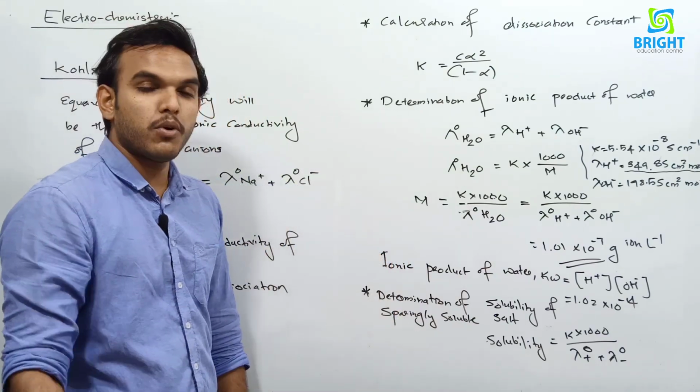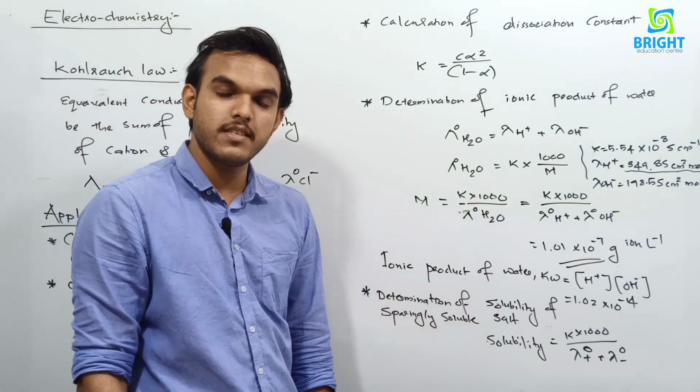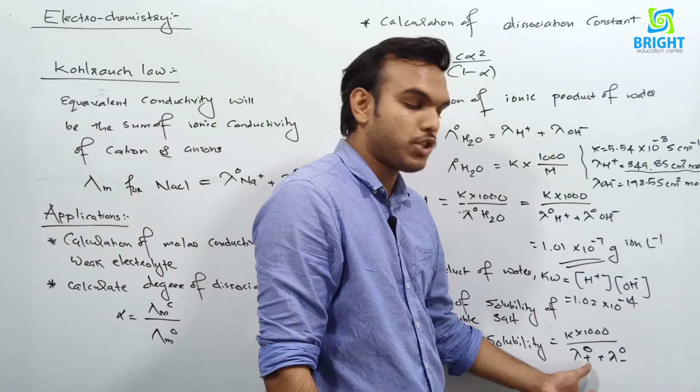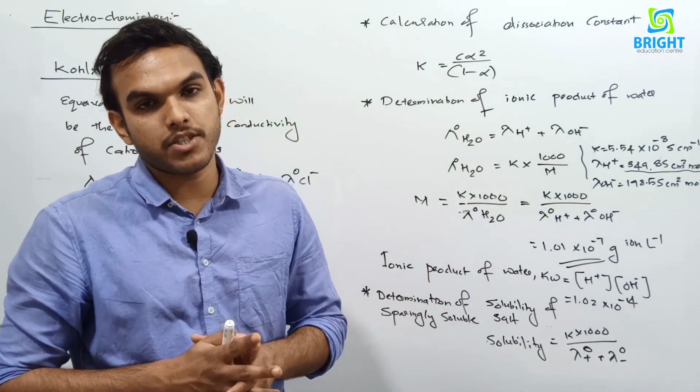Also it is used for the determination of the solubility of a sparingly soluble salt, that is solubility is equal to K into 1000 divided by cation plus anion. So these are the main points of Kohlrausch's law and the applications of Kohlrausch's law.